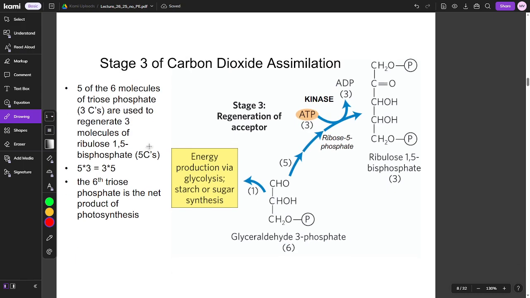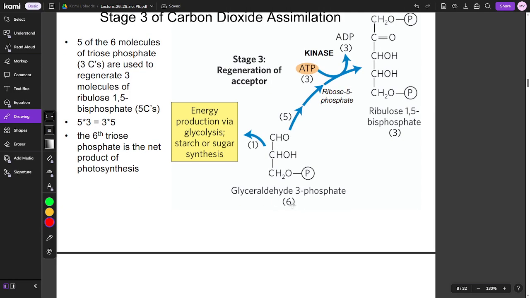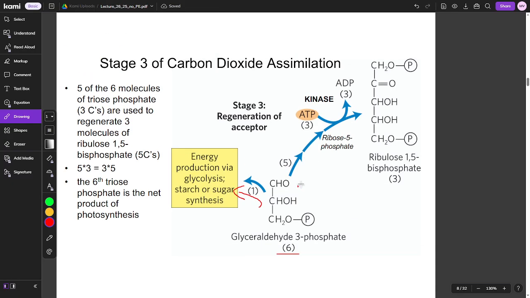And here we have the final step, which is the regeneration of RuBP. After we have our 6 glyceraldehyde 3-phosphates, and like I said, one of them leaves, so one of the 3-carbon sugars leaves, the other 5 go here. So we have 15 carbons in total. And so what happens now is we take these 15 carbons, we slap some of them together, and then we phosphorylate them with ATP. So we take 3 ATPs.